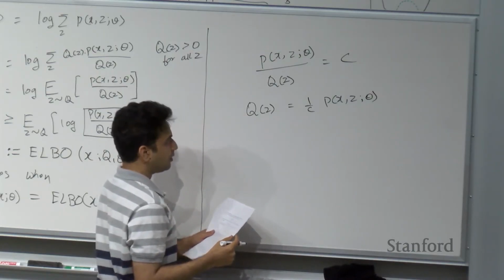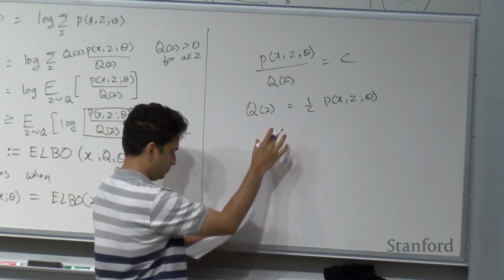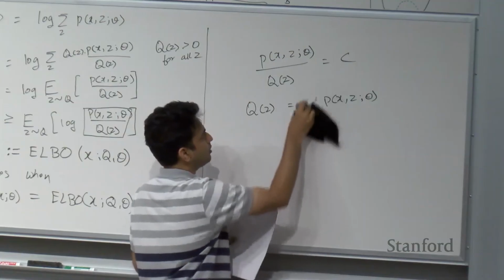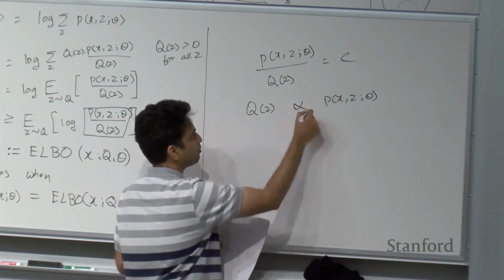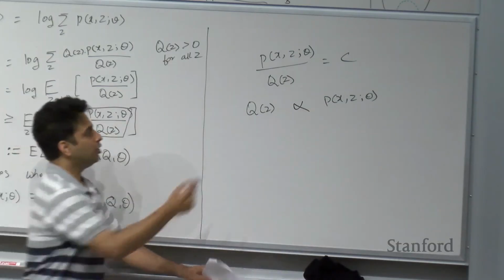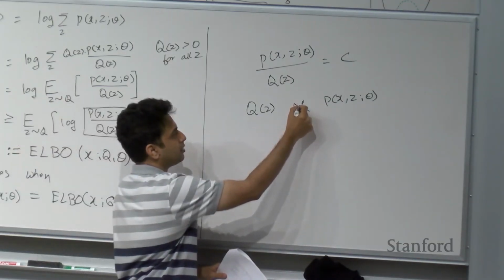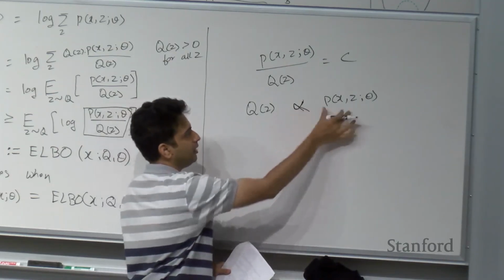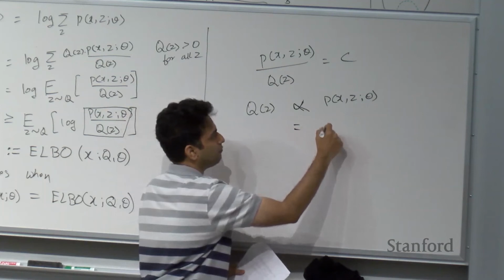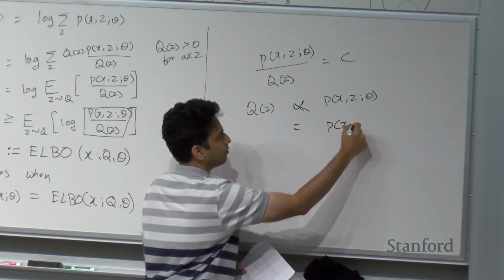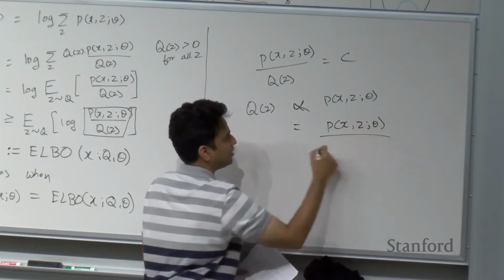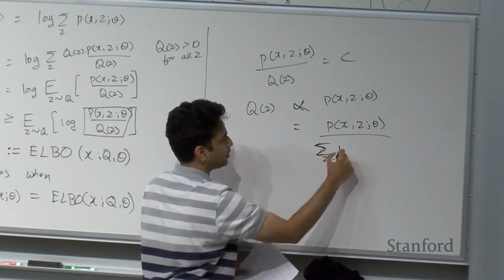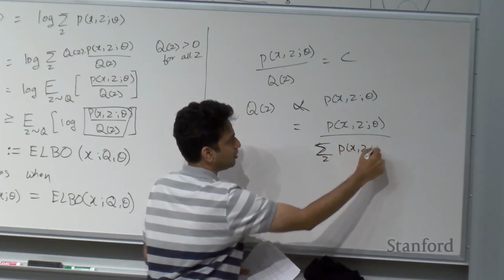And we also know that because this is just a proportionality constant, we can write this as q of z is proportional to p of x comma z. So q of z is just proportional to p of x comma z, and in order to make this equal, we just calculate the proportional normalizing constant, summing over z of p of x comma z theta.